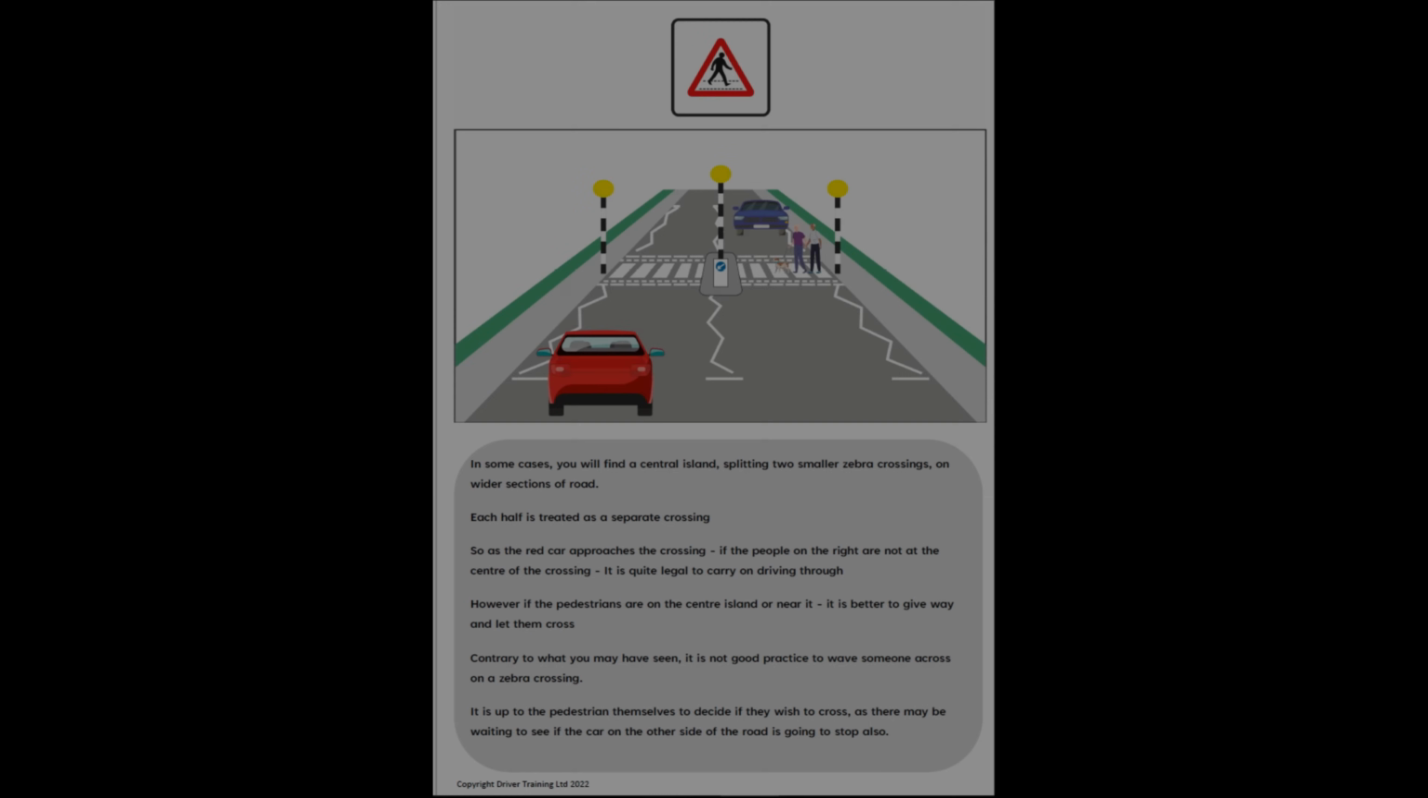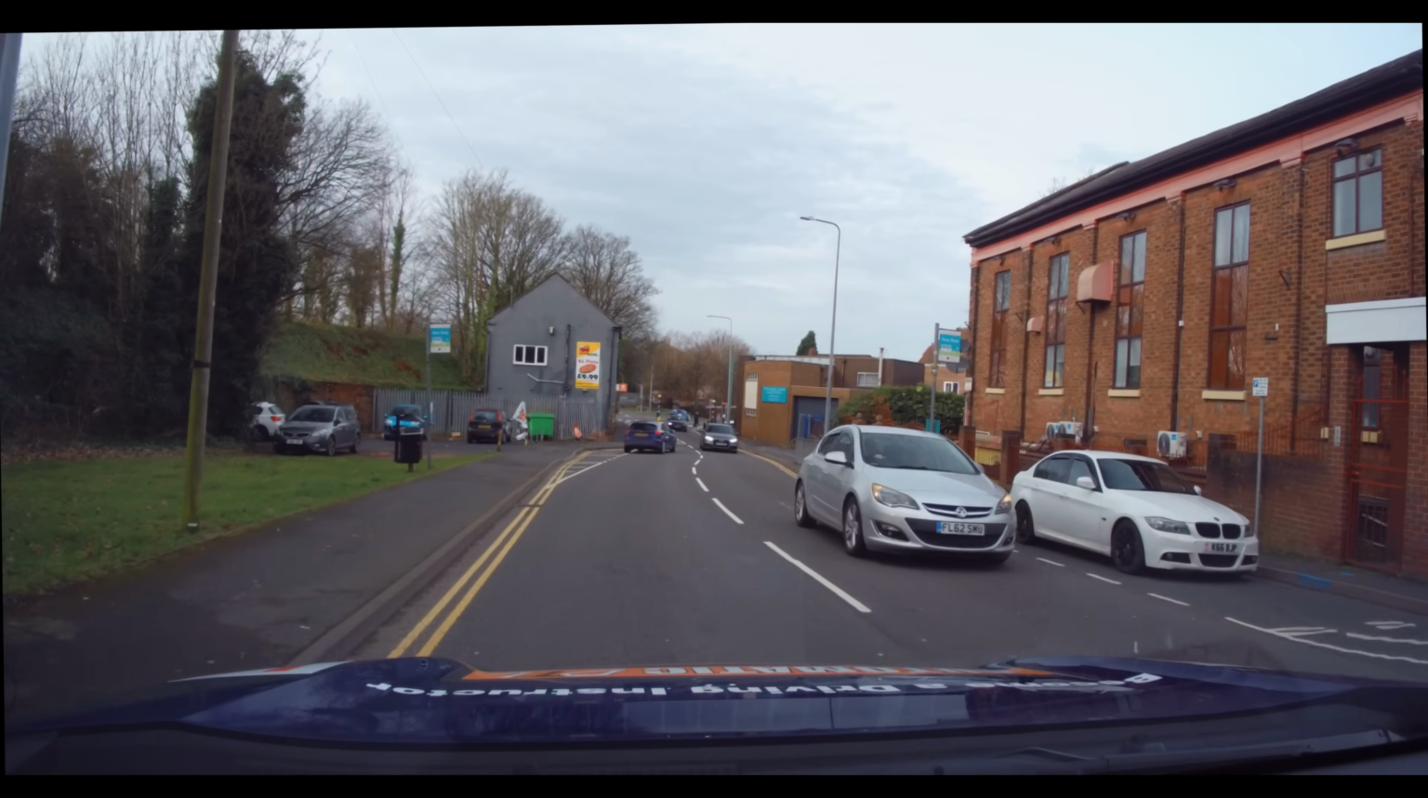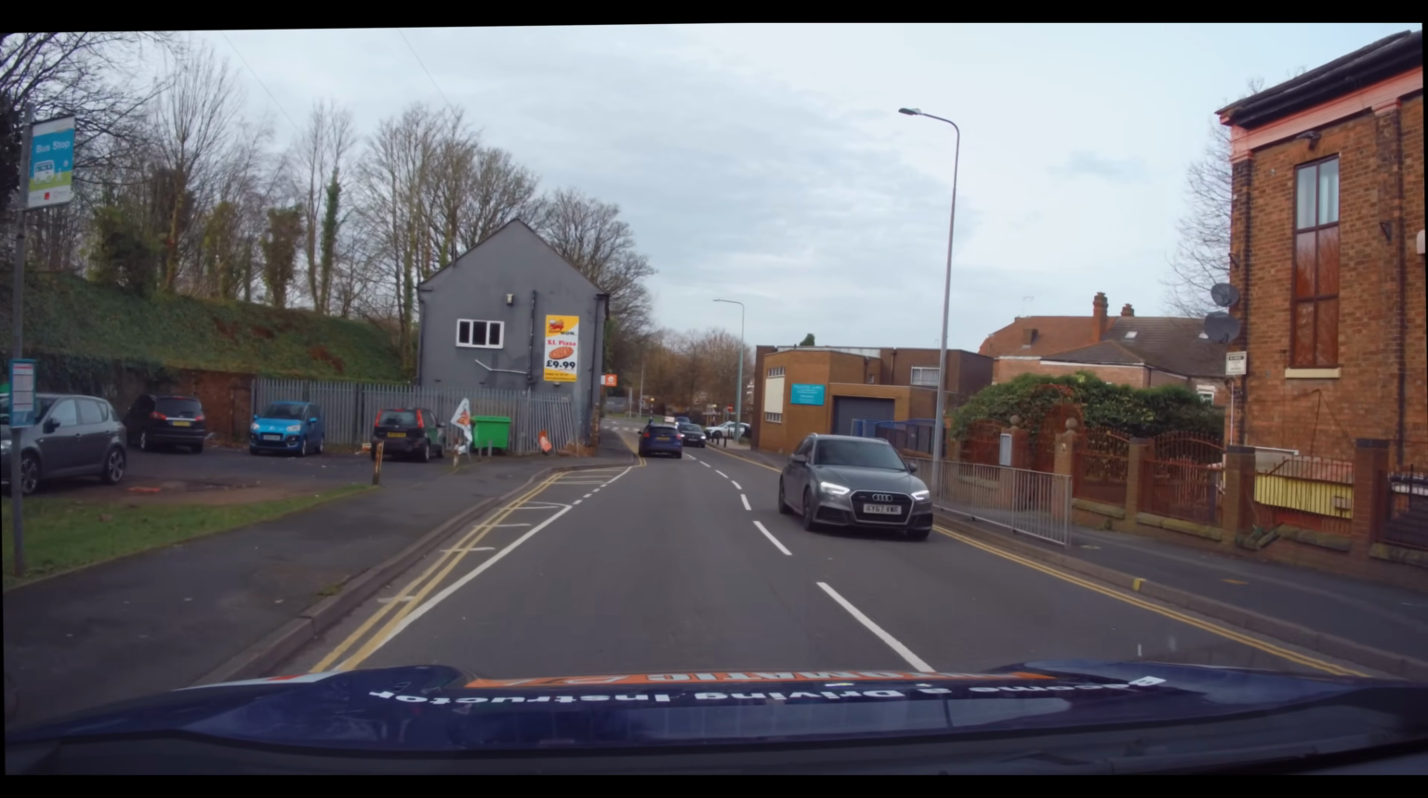Now, with zebra crossing, sometimes you find the bollards in the middle. And that denotes that this pedestrian crossing is actually two separate crossings. So on approach, while the pedestrians are on the right side of the crossing, we can legally drive through. However, as they get to the middle section or on the middle section, that's where we need to be checking the mirrors, slowing down and stopping. And we'll see this example here.